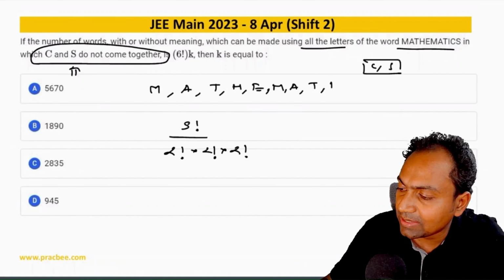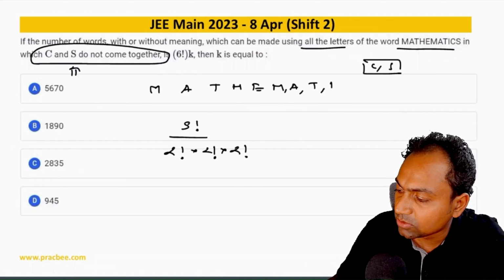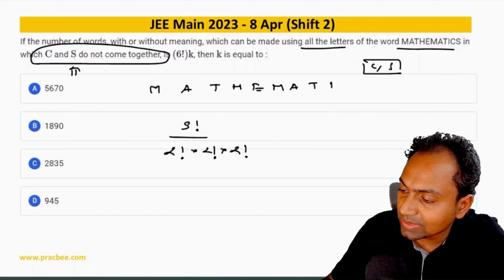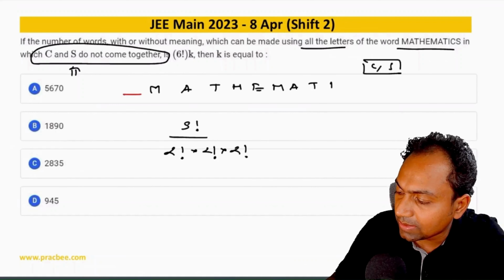Now let us take one of these arrangements, looking something like this. You can see that here there are going to be 10 gaps.